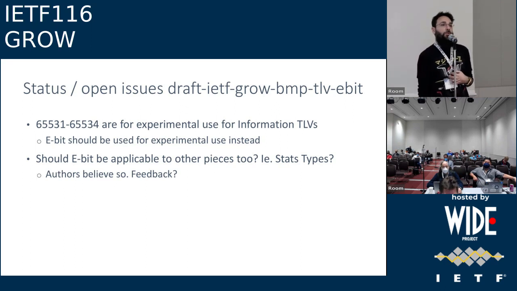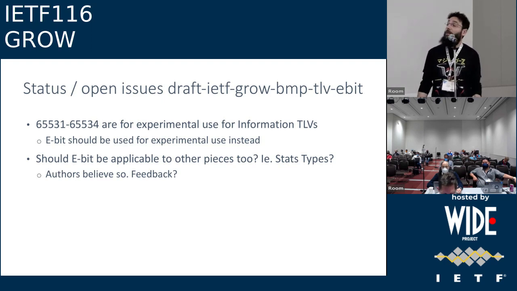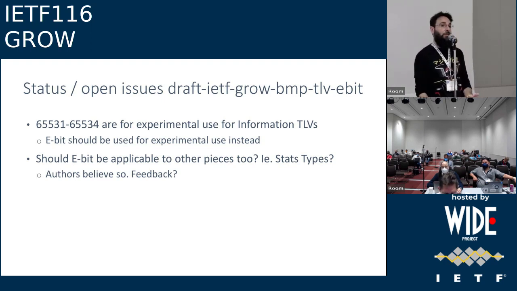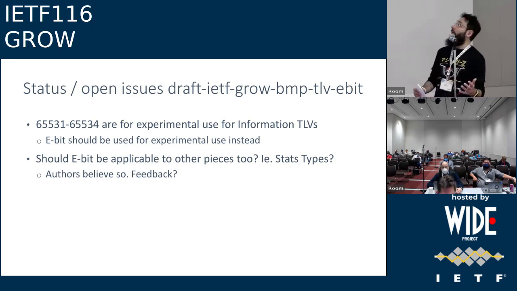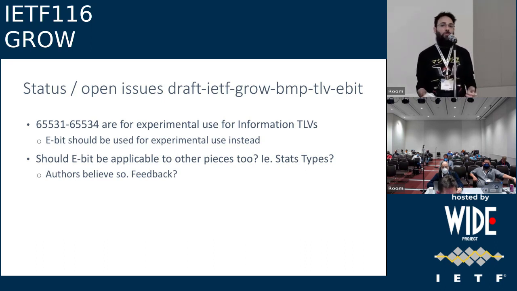My feeling is that the EBIT draft is exactly for experimental use, to allow people to experiment with stuff so that you have your own private enterprise code. So I think that these allocations from IANA should be removed. We should just say that EBIT is the new way to experiment with stuff, and we don't need those allocations there. Since I was very much in a rush, I wanted first to say this is my plan for the next draft, and it's the only major action to wrap this one up.